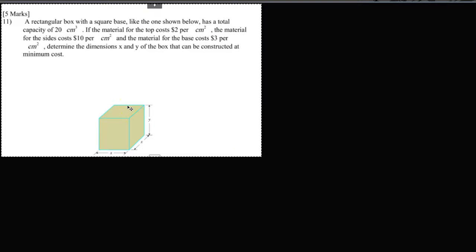Alright, let's move on to the next word problem, and that's here, number 11. A rectangular box with a square base like the one shown below has a total capacity of 20 centimeters cubed. The material for the top costs $2 per centimeter squared, the material for the sides costs $10 per centimeter squared, and the material for the base costs $3 per centimeter squared. Determine the dimensions x and y of the box that can be constructed at minimum cost.